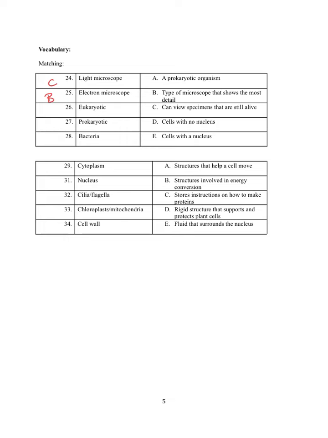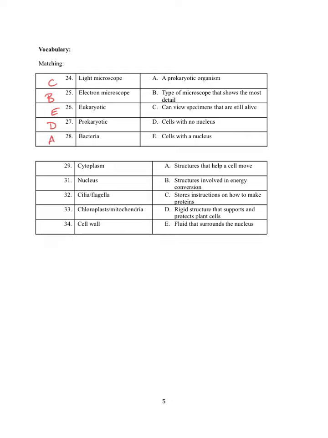Number 26, eukaryotic cells. So remember that eukaryotic cells have a nucleus and membrane-bound organelles. So number 26 is E. Number 27, prokaryotes. These are cells that do not have a nucleus. They still have DNA, but it's not enclosed in a nucleus. So number 27 is D. And then number 28 is bacteria. Remember that bacteria are part of the group of organisms we call prokaryotes. So 28 is A.